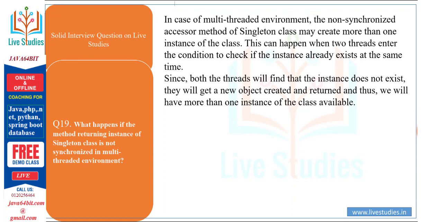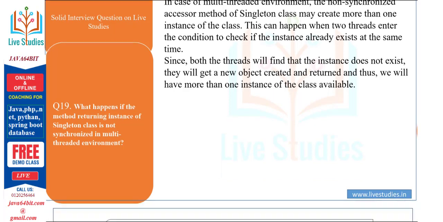Another question is, what happens if the method returning the instance of a singleton class is not synchronized in a multi-threaded environment? In case of a multi-threaded environment, the non-synchronized accessor method of a singleton class may create more than one instance of the class. This can happen when two threads enter the condition to check if the instance already exists at the same time. In which case both the threads will find that the instance does not exist, they will get a new instance and return it, and thus we will have more than one instance of the class available.